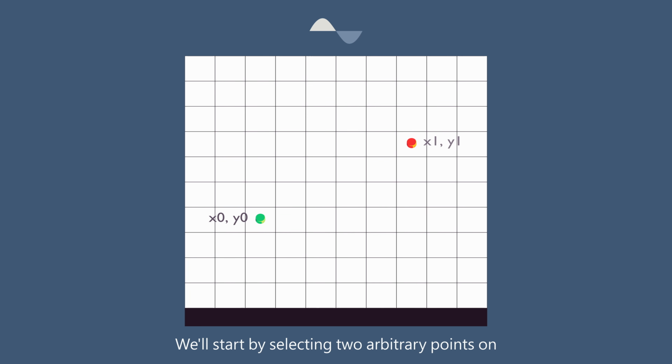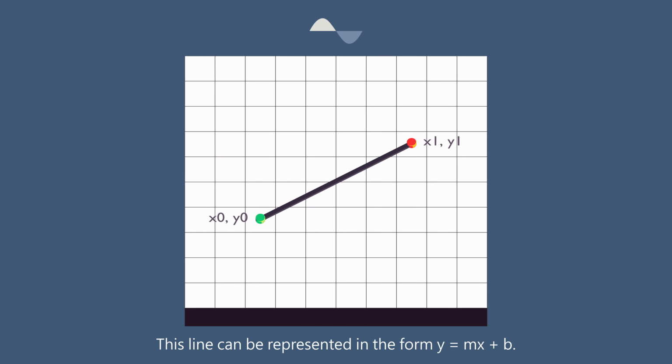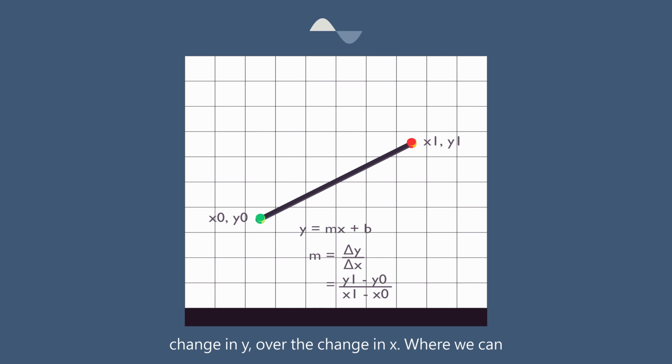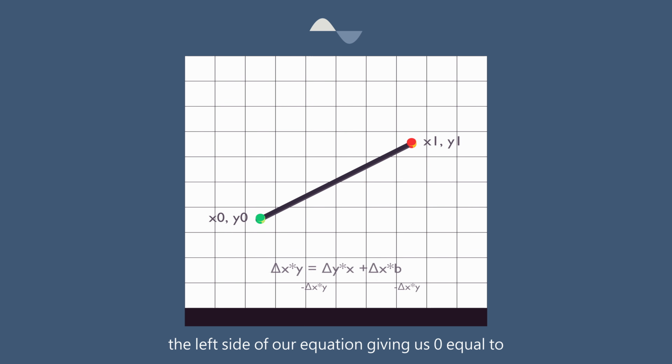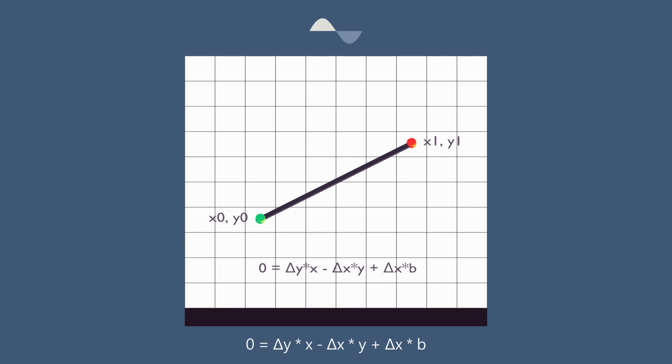We'll start by selecting 2 arbitrary points on a grid and drawing a perfect line connecting them. This line can be represented in the form y equals mx plus b. We can figure out the value of m as a change in y with the change in x. We can then plug this value back into the equation. We can then multiply out that delta x and further 0 out the left side of our equation, giving us 0 equal to delta y multiplied by x minus delta x multiplied by y plus delta x multiplied by b.